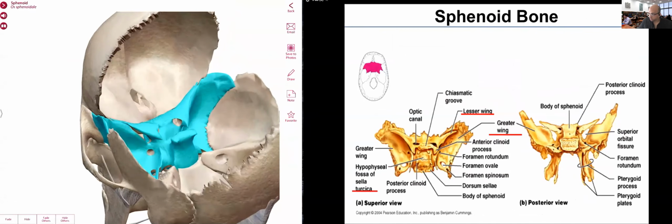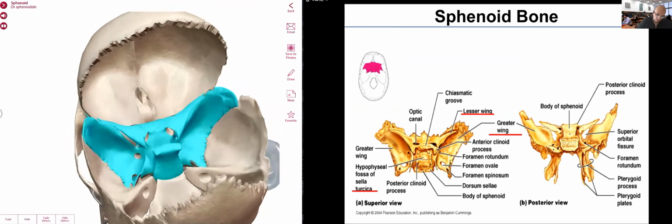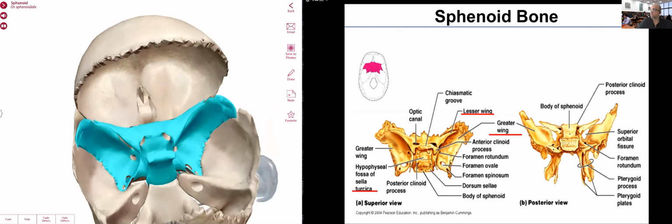All right, so this is my sphenoid bone. Some people will pronounce it differently, but both pronunciations are acceptable. All right, so again, what bone does look like a butterfly?